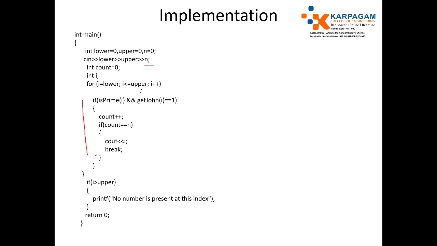and this if condition will never work, and it will come out of the loop. Then just check if i is greater than upper. If i is greater than upper, just print that no number is present. If the condition is satisfied, it will print the value, that is the nth combined number.